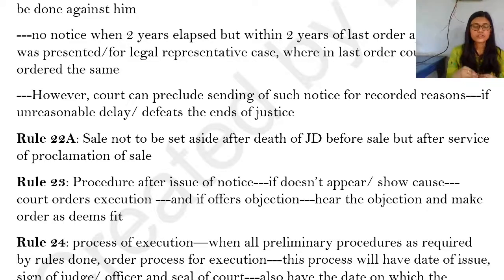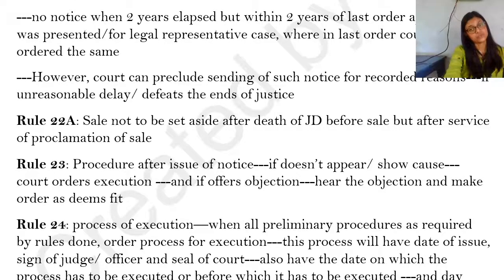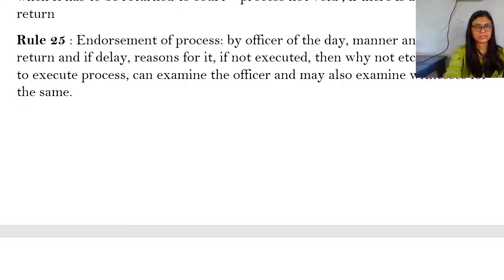Rule number 24 is talking about process of execution. Once all preliminary procedures have been done, the court will order the process for execution. A process will be issued for execution which will have the date of issue, the signature of the judge or the officer of the court, and the seal of the court. It will mention the date or the time limit by which you have to execute that particular process, and also the day when the process has to be returned to the court, and the process will not become void if there is a delay in return.